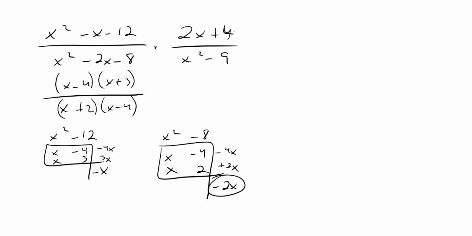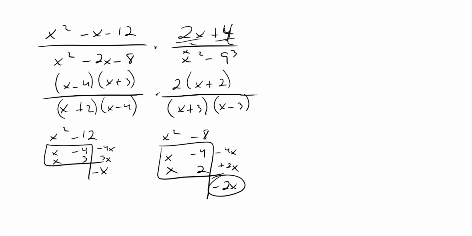The next one, that's 2x plus 4. The next one is going to be factor greatest common factor, so divide both by 2. So you take out a 2, so 2 times (x plus 2). And the bottom should be a difference of 2 squares. So the square root of x squared is x, the square root of 9 is 3. So it's going to be (x plus 3)(x minus 3). That's it, man, completely factored.